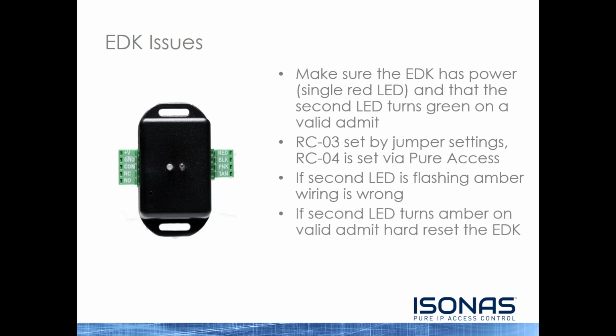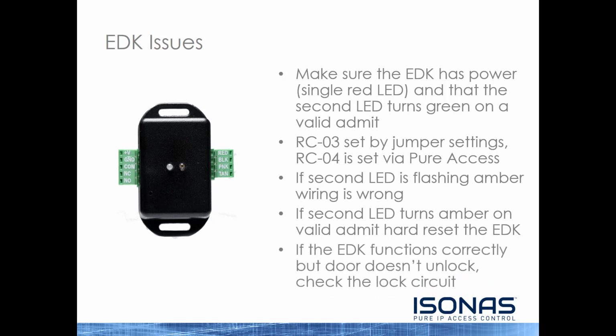If the second LED turns amber on a valid admit, hard reset the EDK. This can be done by pressing a paper clip through the hole on the front of the EDK. You'll feel a little button to press, hold it down for 3 to 4 seconds until both LEDs turn on, and then release it. That'll hard reset the EDK to look for the default code from the reader controller.